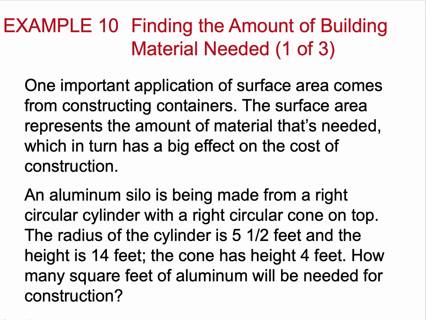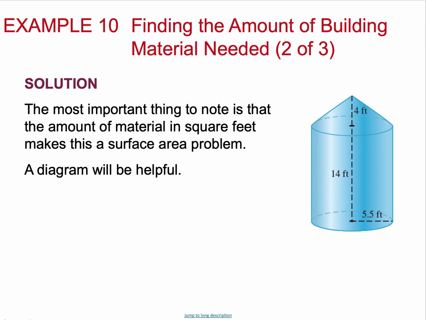If an aluminum silo is being made from a right circular cylinder with a right circular cone on top, they give me the radius and the height. They also give me the height of the cone. How many square feet of aluminum do I need? So I'm basically going to have this support structure that I'm building, and I'm going to put aluminum around the outside of it, and I'm trying to find out how much aluminum to use.